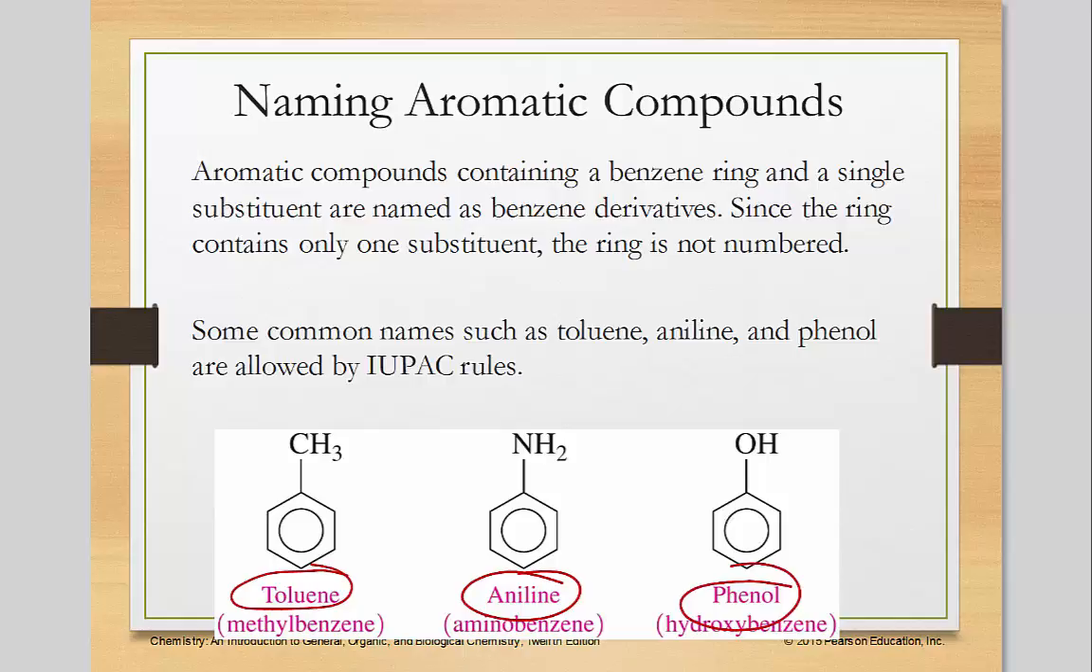These are terms that textbooks and chemists, whatever have you, will use interchangeably. So methylbenzene is the IUPAC way of saying it, but toluene is probably the more common way of saying it. So you need to be able to go back and forth very easily.